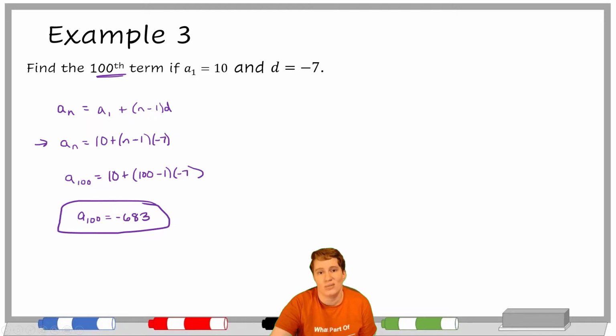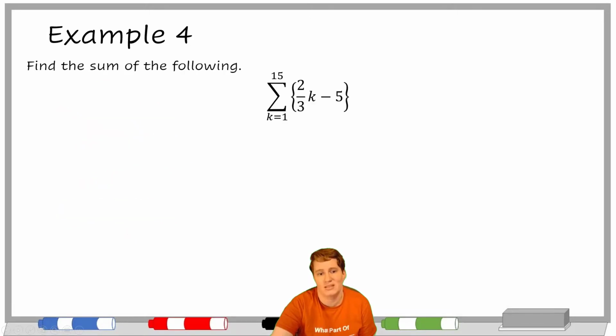Let's look at example 4. This is called summation notation. This is the Greek letter sigma. And so when you see it in math, it's saying to add a whole bunch of numbers together. What numbers are we adding together? It comes from what's underneath and above.